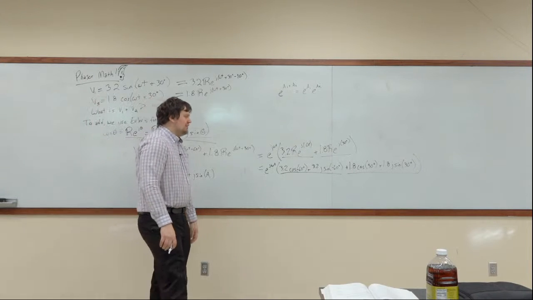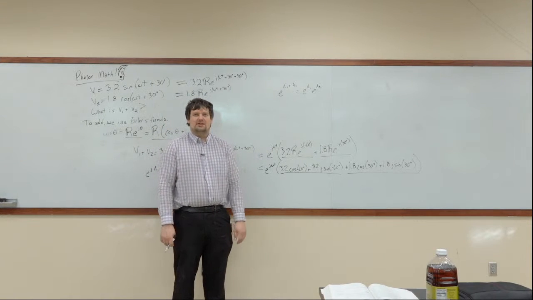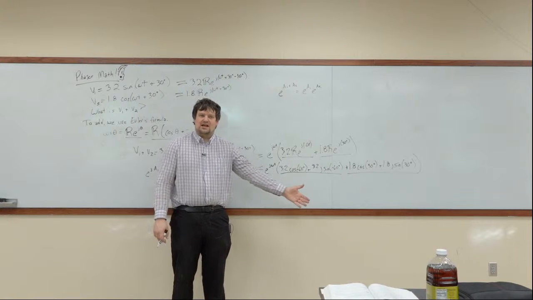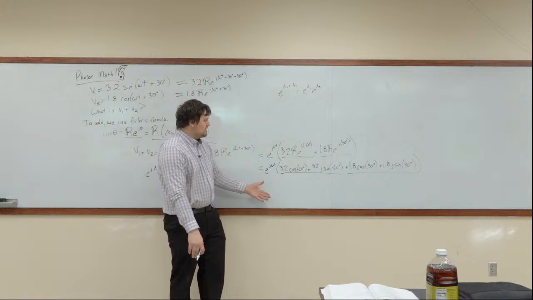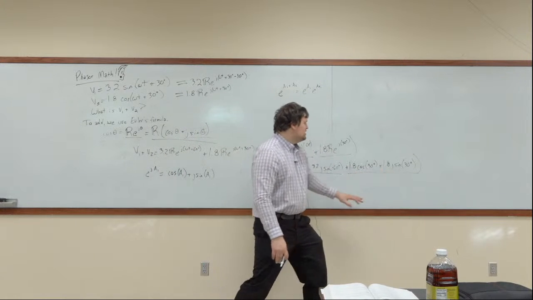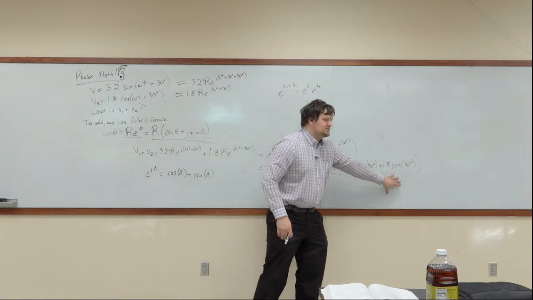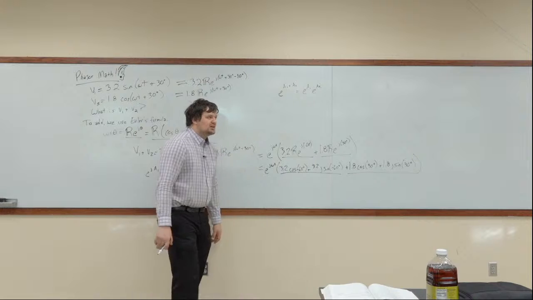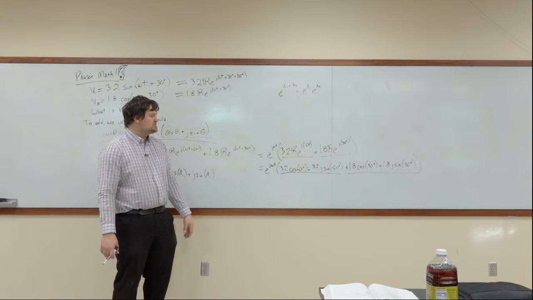Okay, now, just like adding perpendicular components, you have an i plus i, j plus j. So what we end up doing is we add the i's and we add the j's. Or here, we add the real components and we add the imaginary components. Okay? You add the real components, you add the imaginary components.